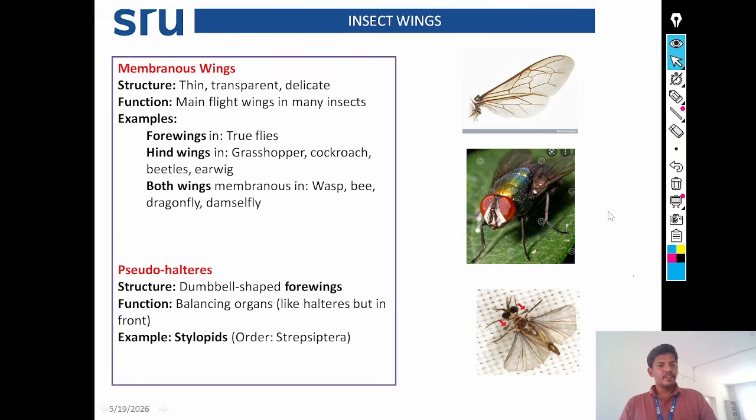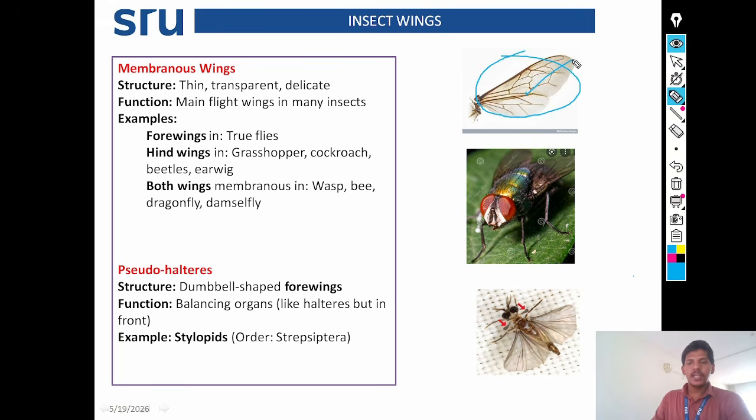Next, membranous wings. Membranous wings are transparent, thin and very delicate. These are the main flying wings in many insects. These are useful in flight. See examples: four wings in houseflies, hind wings in grasshopper, cockroach, beetles and bugs, and both the wings are membranous in wasps, bees, dragonflies and damselflies.